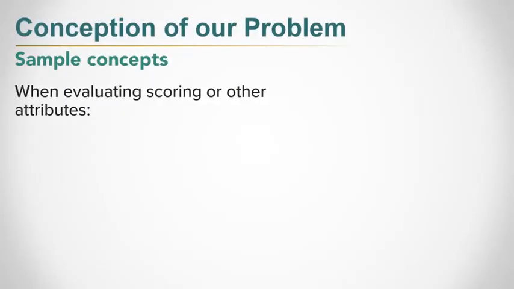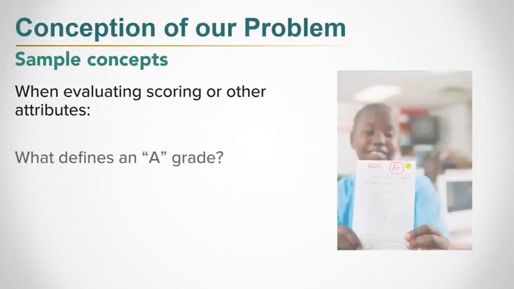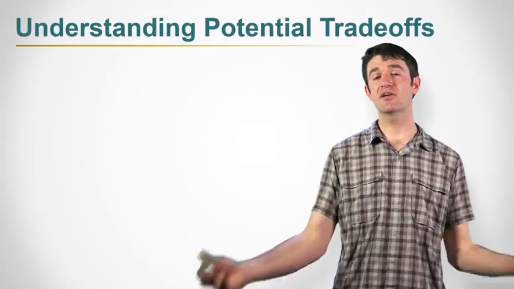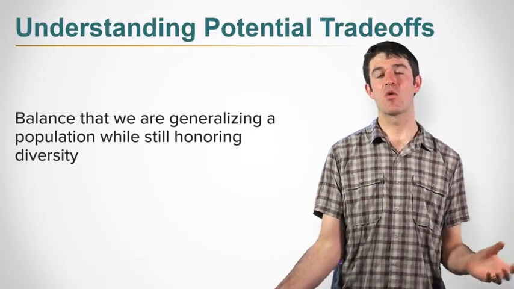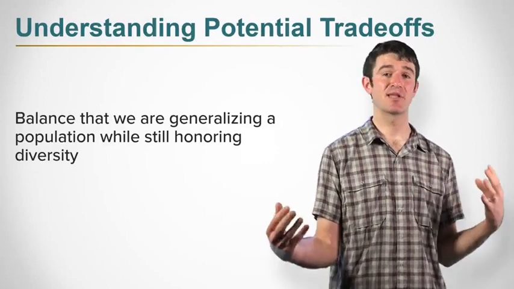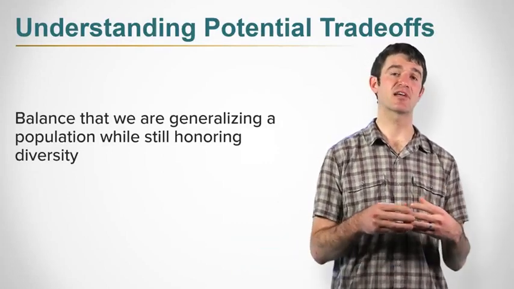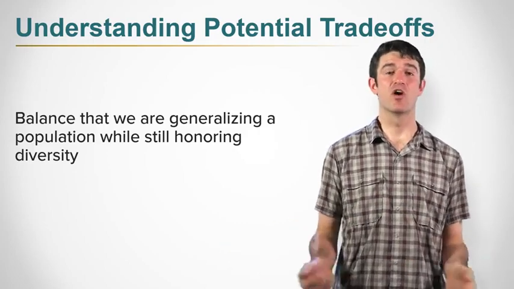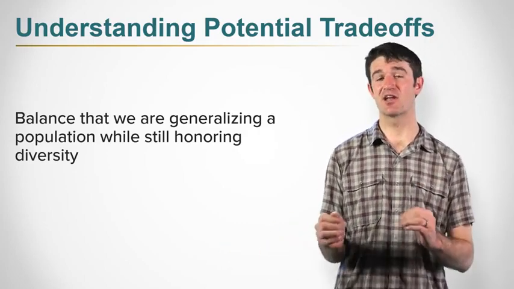This concept translates even further into scoring and attributes. What specifically defines a grade of A versus B? What does a grade of unacceptable for levee protection of a floodplain really mean? We need to understand the trade-offs we make here. We are necessarily generalizing a population into some sort of aggregate unit, and we can't keep all of the information about the individuals. We're grouping them so we can study them as a unit.